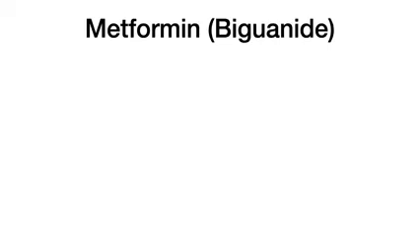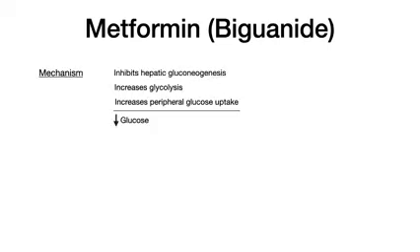We don't say biguanides. The mechanism of metformin is that metformin inhibits, well, it really does a few things. It inhibits hepatic gluconeogenesis. It increases glycolysis. It increases peripheral glucose uptake. And the net effect of all 3 of those actions is that it's decreasing glucose. And that is the mechanism by which it treats type 2 diabetes.